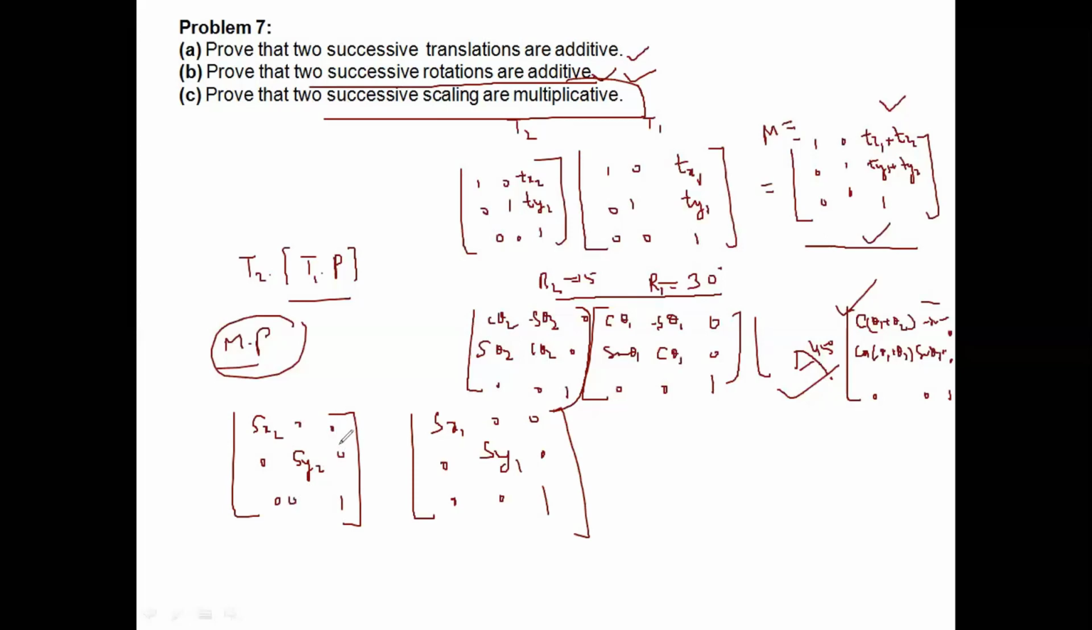Okay. Now here we are saying that the point is scaled by this value first, and then again it is scaled by this value. So effectively, we can multiply both scaling factors, sx1 and sx2, and use the result directly. If you multiply it, you will get this. So this shows that two successive scalings are multiplicative.